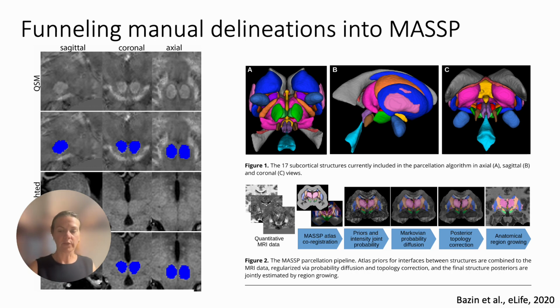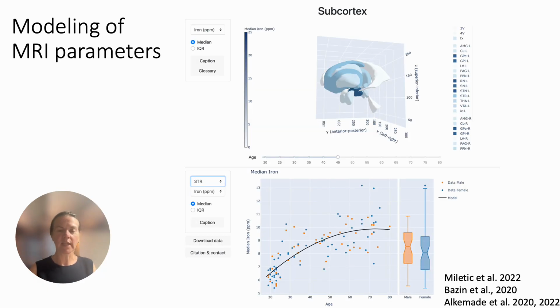What can we do with those? Well, we can model the MRI parameters, but we can also model shape, we can model volumes, we can model the position of these structures across the adult lifespan. So you can start investigating iron accumulation or volume changes, or the shifts that many structures show towards a more lateral position as people age. So this is what we do with the in vivo data.